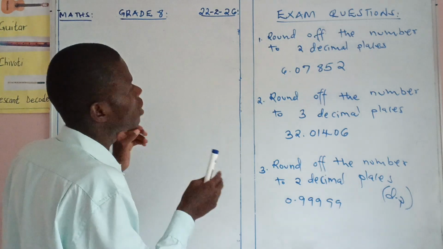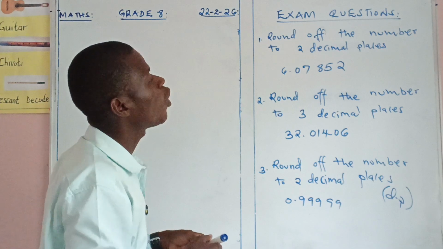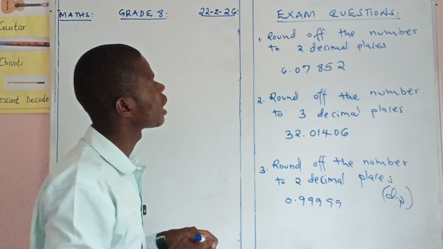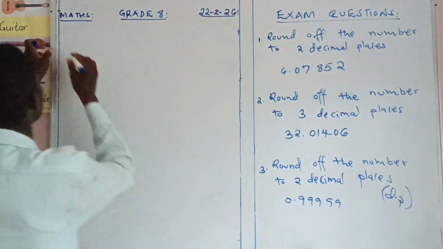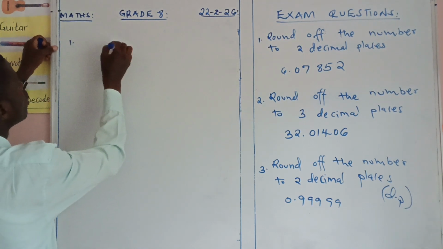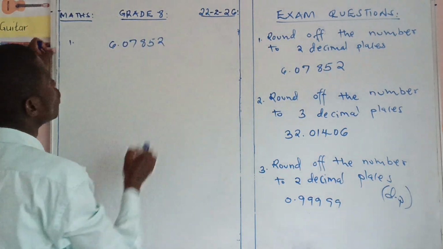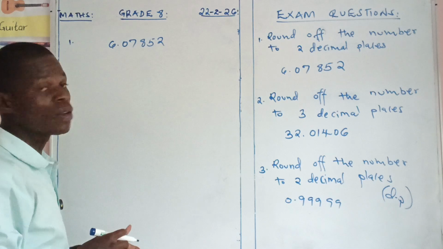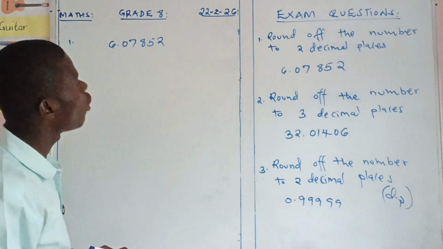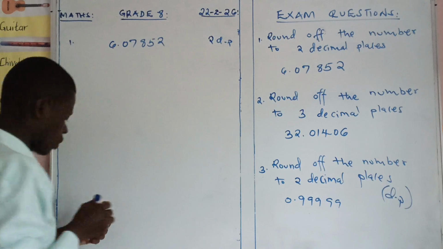Okay, I want to teach again. Let me teach. So here, round off the number to 2 decimal places. That's the first one. So the first question here, round off the number. Which number is that? 6.07852. I'm rounding off to how many decimal places? This now to 2 decimal places.